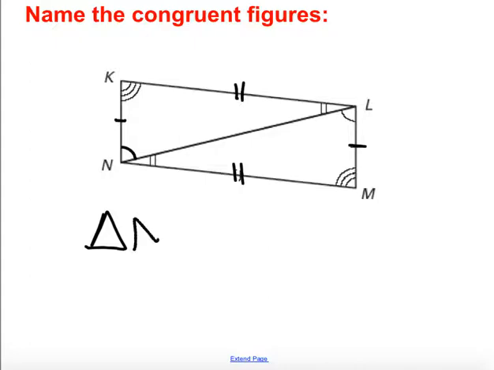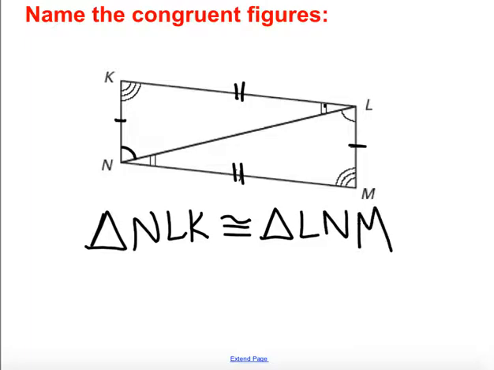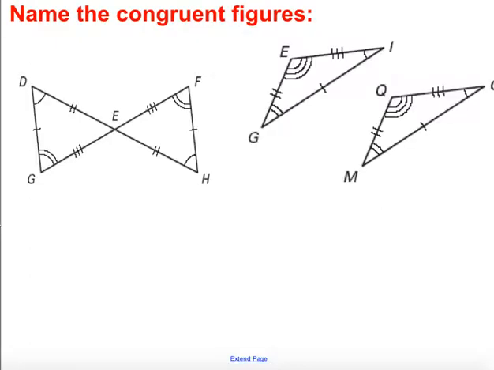So angle NLK is congruent to, well, if we started with N, that corresponds to L, and then we went to our L, which corresponds to our N here, and then M with our 3. We have to go in order. So we would name this triangle NLK is congruent to triangle LMN. This isn't the only way to write it, but this is one way.